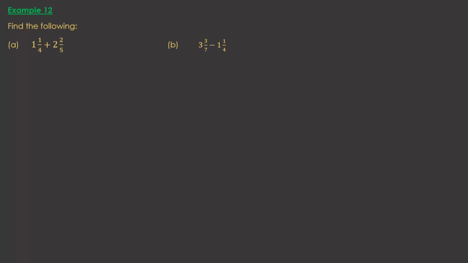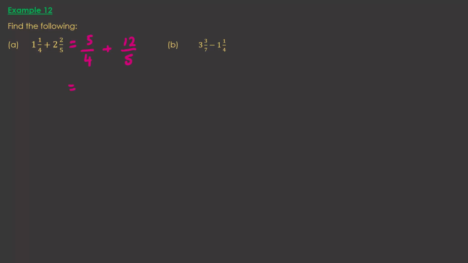We want to find the following, starting with 1 1/4, add 2 2/5. Now, in the introduction, we recommended turning these into improper fractions. I'm going to do it that way first, and then I'm going to show you an alternative. So as an improper fraction, 4 times 1 is 4, add 1 is 5. So that one is 5/4. 5 times 2 is 10, add 2 is 12, so that's 12/5.